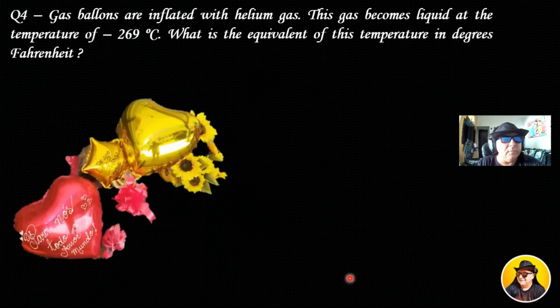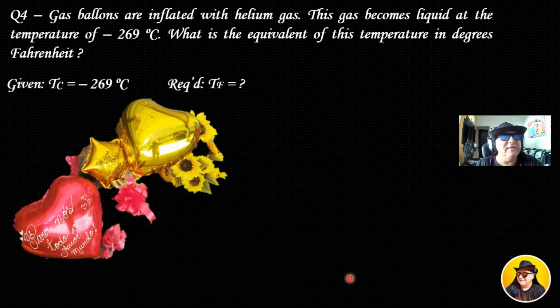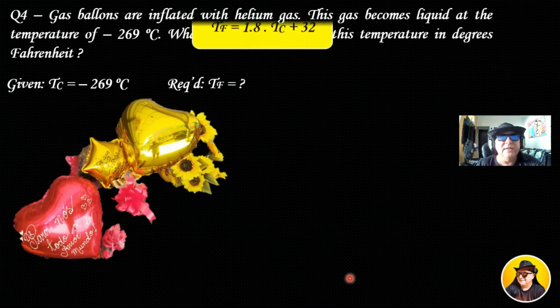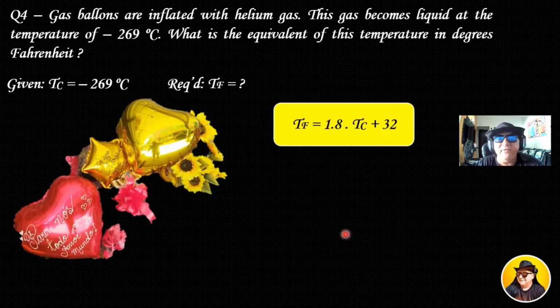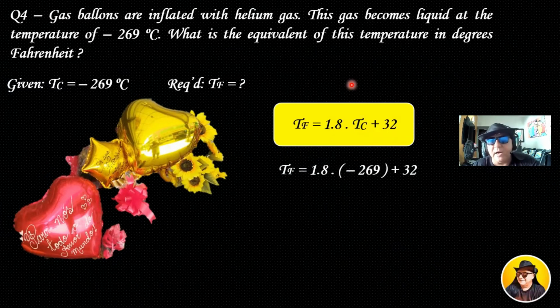So we have here some gas balloons. And what was given? TC, minus 269 degrees Celsius, and required is TF, Fahrenheit temperature. So our formula is TF is 1.8 times TC. TC was given. It is minus 269. So we are going to replace right here, plus 32. Okay, so let's replace the value right here. So TF is 1.8 times minus 269 plus 32.